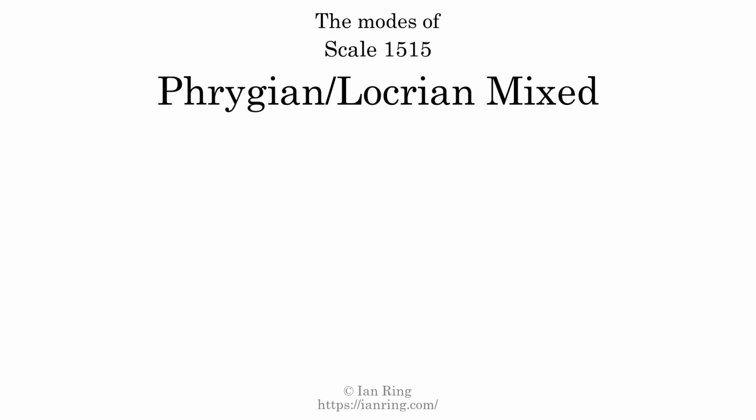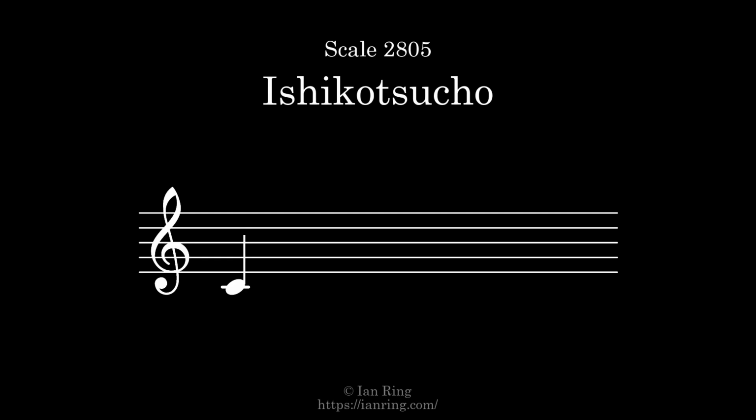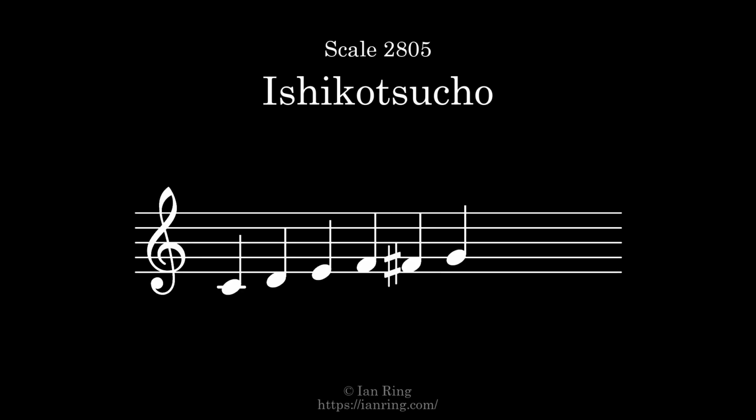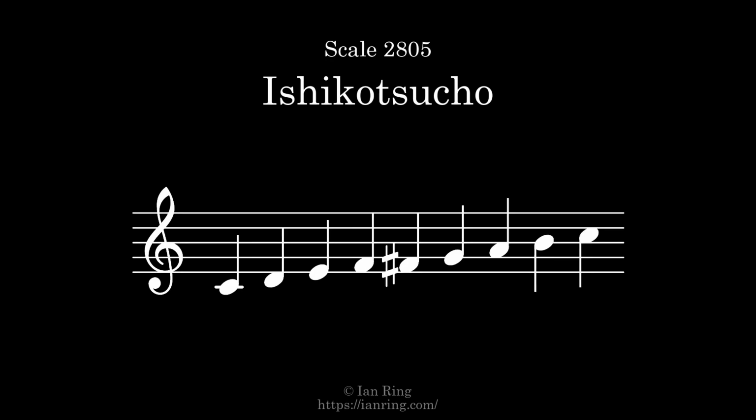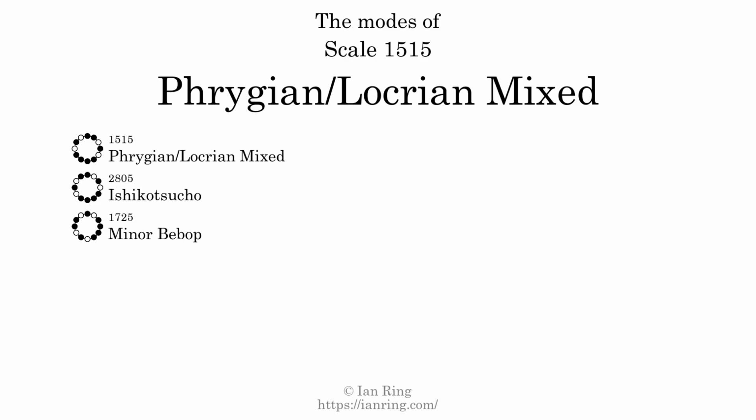This scale has 8 modes. The first mode is itself. The second mode is scale 2805, also known as Ishikasacho. It sounds like this. The third mode is scale 1725, also known as minor bebop. It sounds like this.